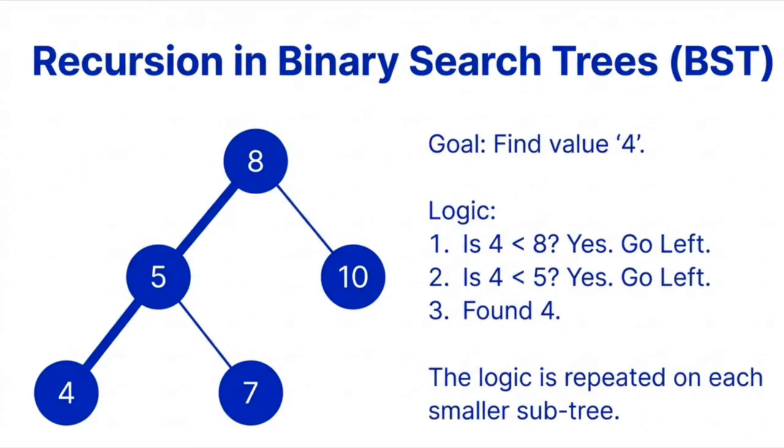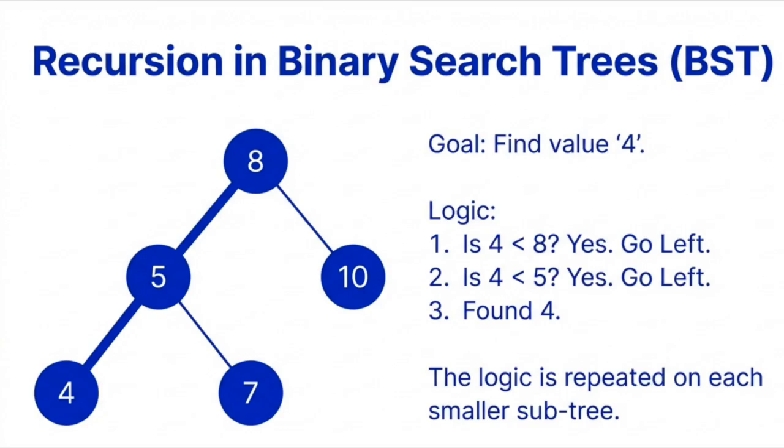Let's see recursion in a real data structure. If we want to find the value 4 in this tree, compare 4 to 8. Since 4 is less than 8, we go left. Now compare 4 to 5. Since 4 is less than 5, we go left again. Now we find that the logic is repeated on each smaller subtree until the goal is met.